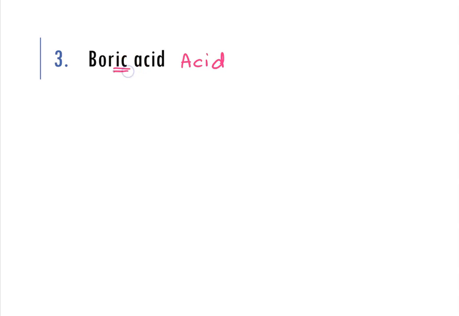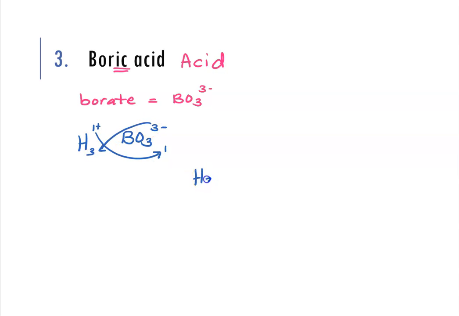So I go to the end, I ate something icky, so this is borate. Borate, if I look at my formula sheet, is BO3 3 minus. Acids always start with H, so H is a 1 plus charge, BO3 3 minus. Those do not cancel, so the 1 comes over here, the 3 goes over here, and I get H3BO3.